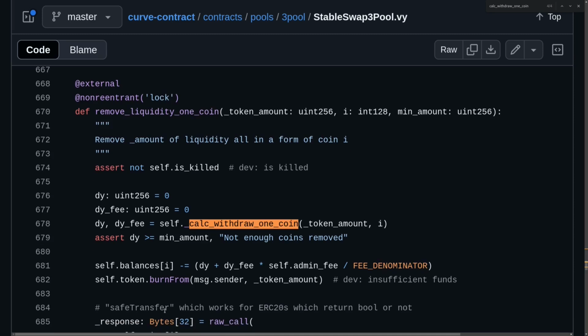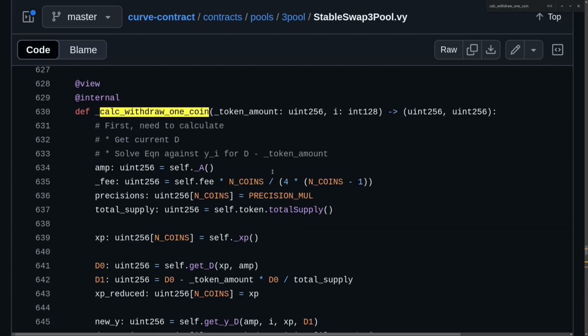To calculate the amount of token that will be sent back to you, in our example, this token will be DAI, there's an internal function called calc_withdraw_one_coin, which will calculate the amount of token to send back to you. The code for this function may be a little bit difficult to understand. So before we do a code walkthrough, I first want to show you a geometric explanation of how this function calculates the amount of token that you will receive.